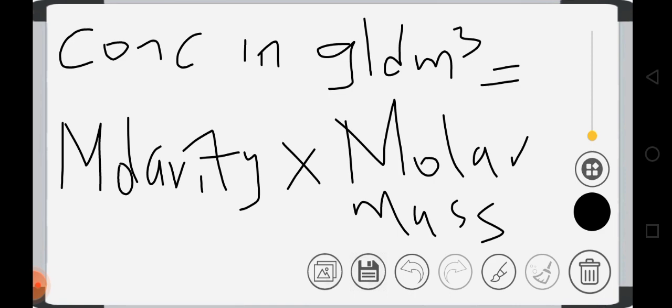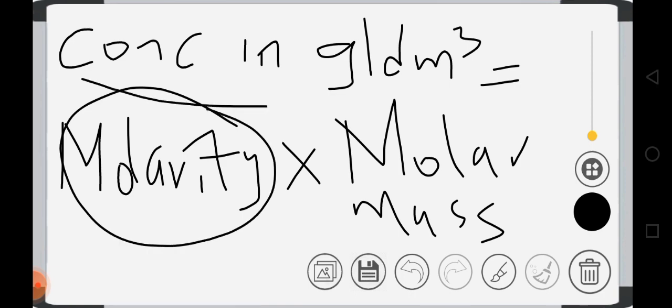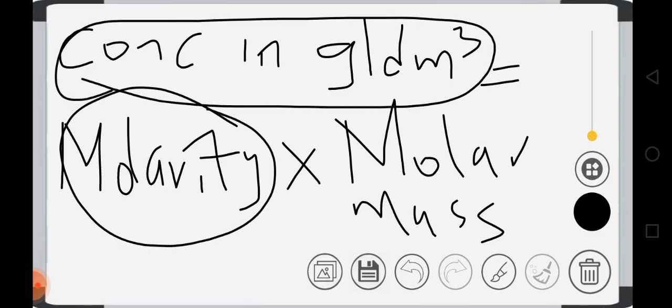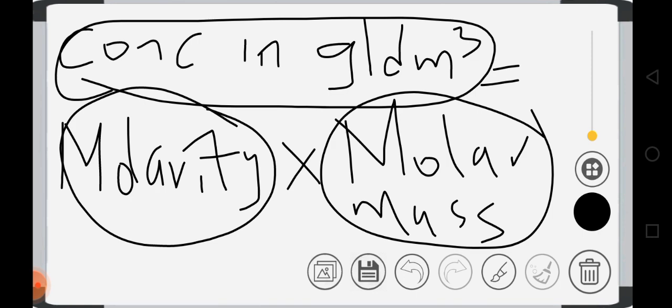Now, what about molarity? Molarity will be this one. If you want to make this one the formula, it will be concentration in grams per dm cube divided by molar mass. That's what you're going to have. It will be concentration in grams per dm cube divided by what? Divided by molar mass.